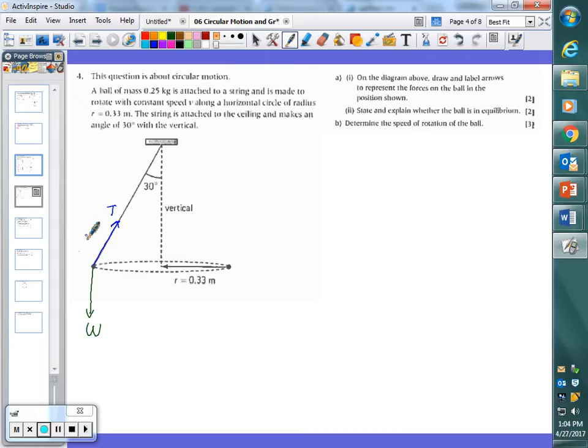What is our definition of equilibrium? Isn't it when net force is 0? So if net force is 0, what else has to be 0? Acceleration needs to be 0. Is acceleration 0 in this picture? Oh, no, it is not. It keeps doing what? Changing direction. So the object is not in equilibrium because it is accelerating. It keeps changing directions. That's 2 marks.